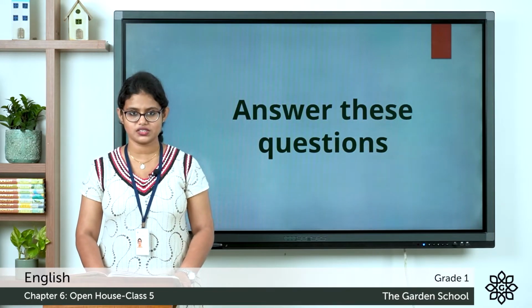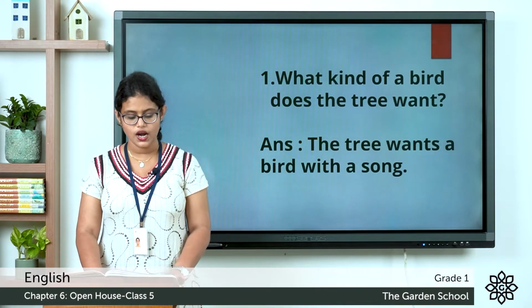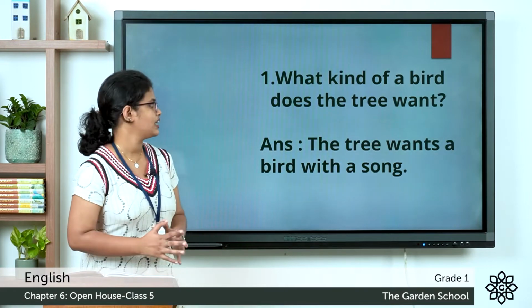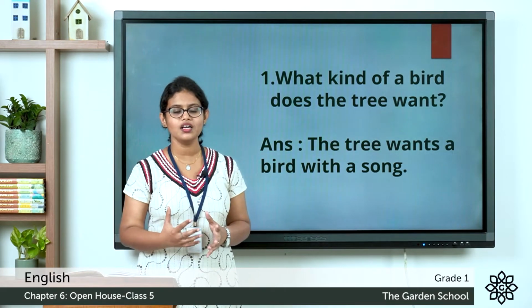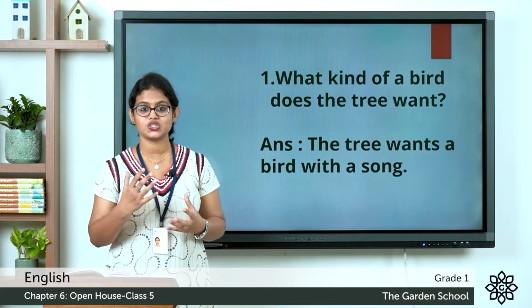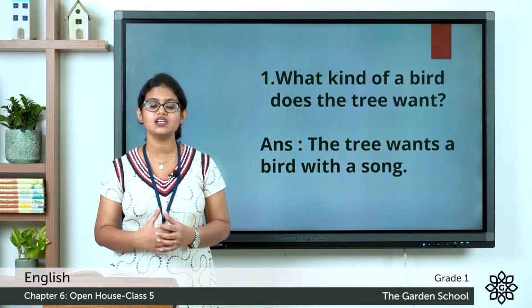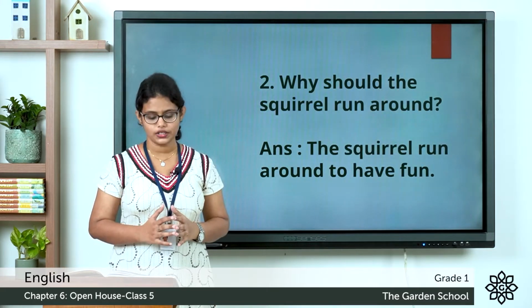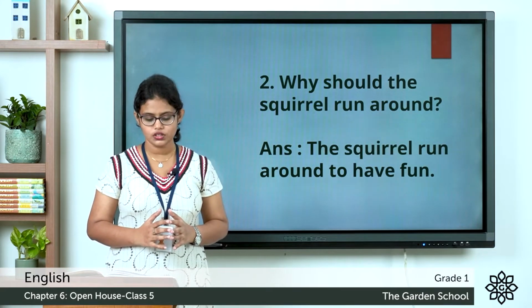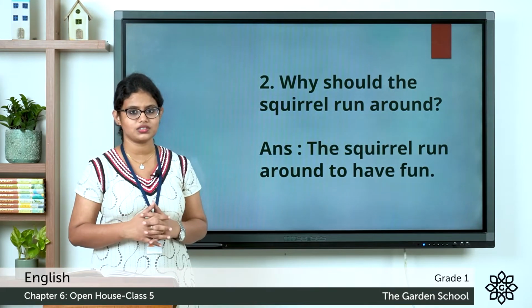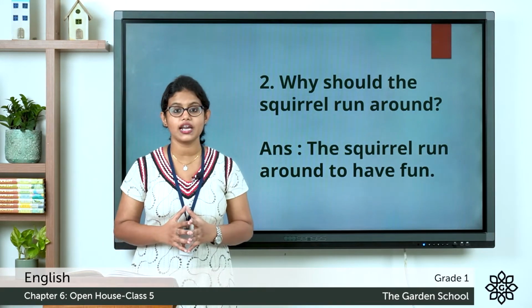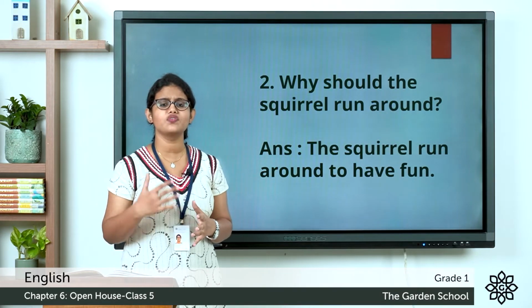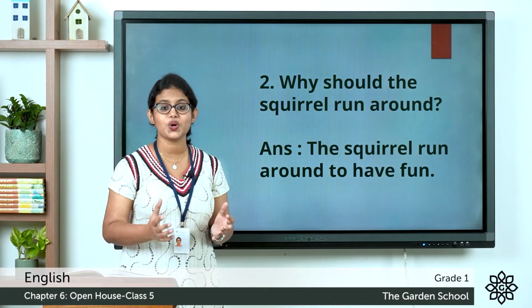Answer these questions. So, see the first one. What kind of a bird does the tree want? The tree wants a bird with a song. So, the tree wants a bird that sings a song to be on its branch. Second one. Why should the squirrel run around? The squirrel runs around to have fun. The tree wants the squirrel to move up, down and around to have fun.